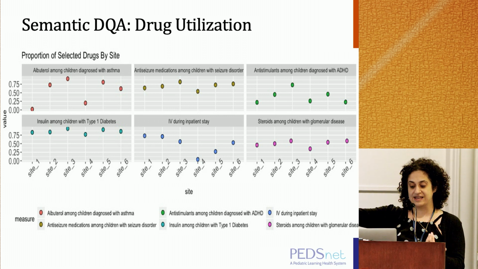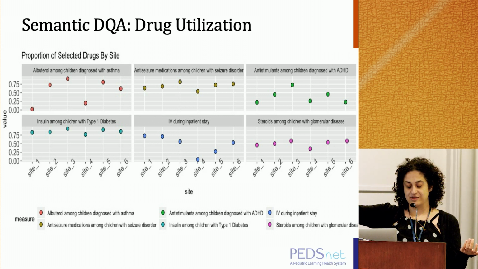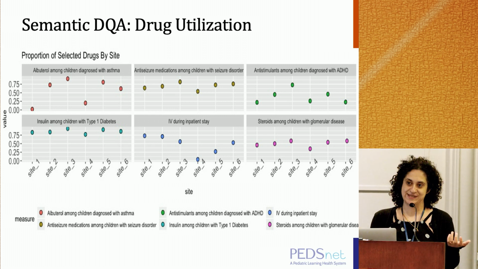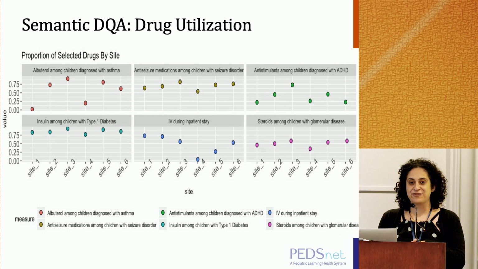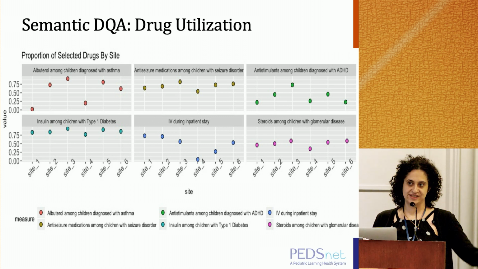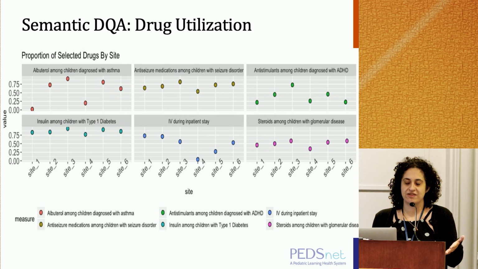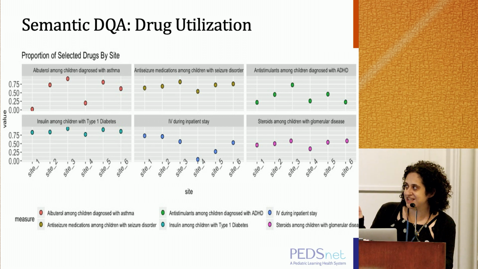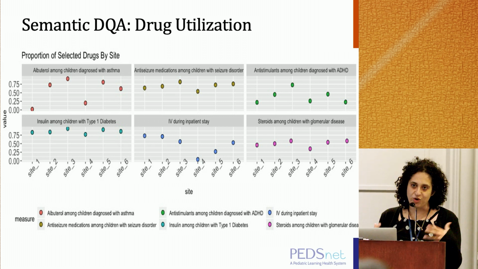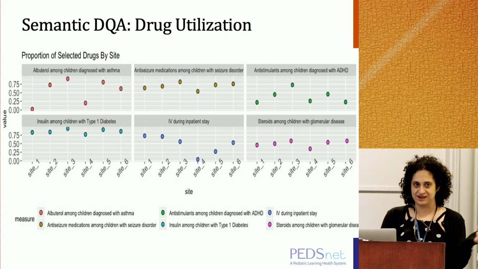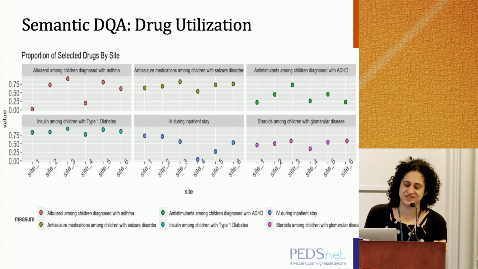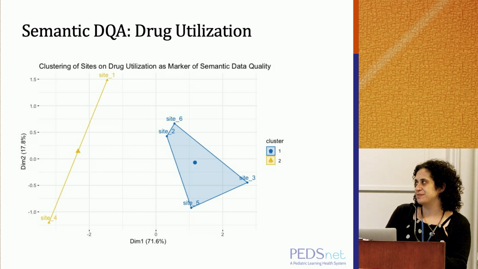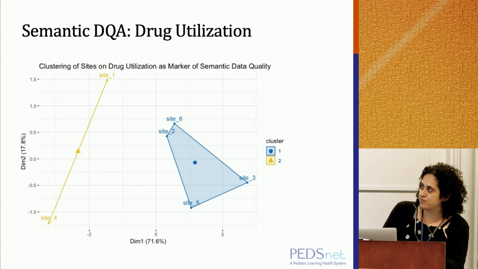But you can see that for one of our sites, there was 0 albuterol among children diagnosed with asthma, and that is problematic. If we just looked at missing drugs, for example, across the entire network, it wouldn't give you this kind of meaning that we're looking for. So we're trying to incorporate more of these kinds of checks into our mainstream DQA, but the code is just not yet publicly available.